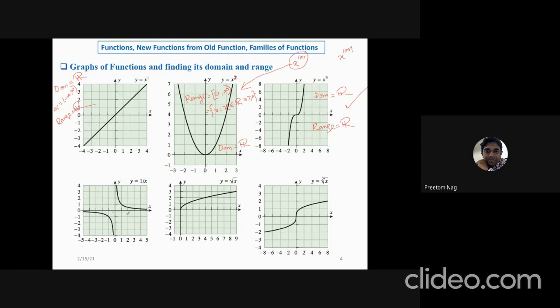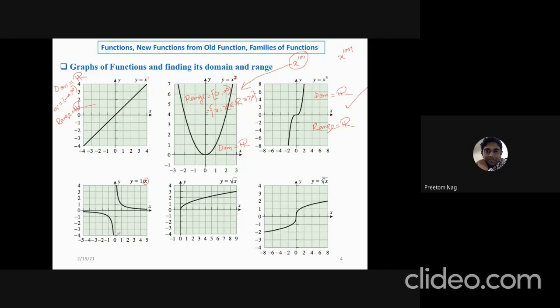So the domain is the set of all real numbers except 0, because we have a denominator term x in here. Okay, what will the range be in this case? If you look at this graph, the range is also the same.